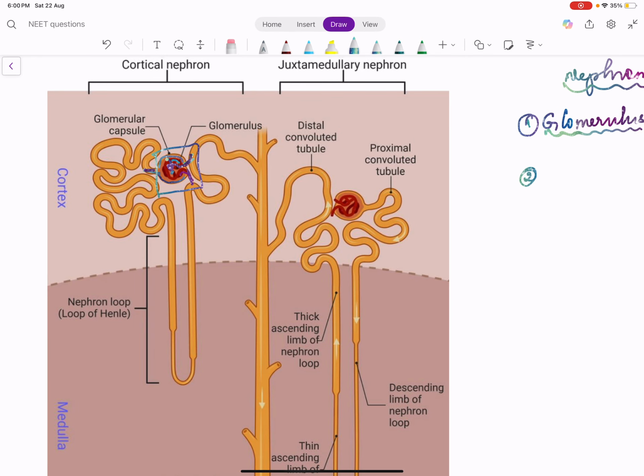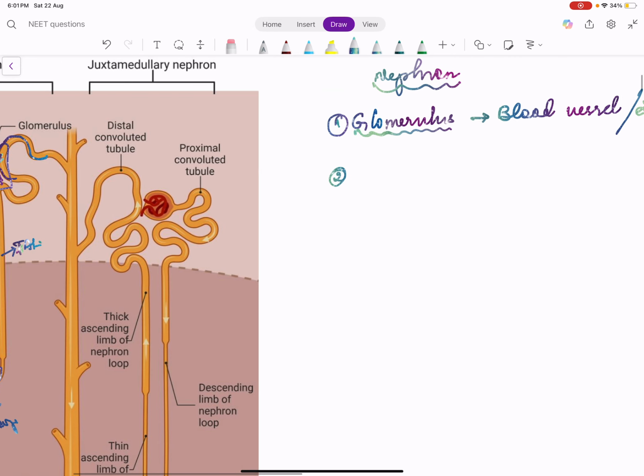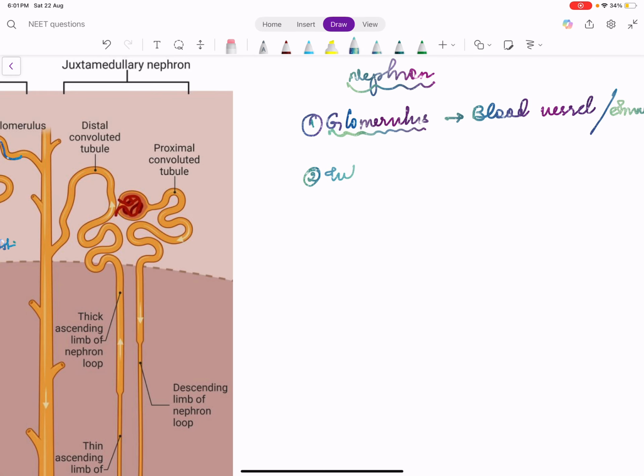That was the first thing. Following the glomerulus, we have the tubules. The first tubule is the proximal tubule. The proximal tubule leads on to the loop of Henle. The loop of Henle has two arms: the descending limb, the loop as such, and the thick ascending limb of the loop of Henle. Following the loop of Henle, we have the distal convoluted tubule. So proximal tubule, loop of Henle, and the distal convoluted tubule. I can call everything the tubules.